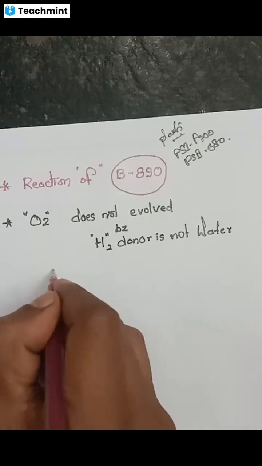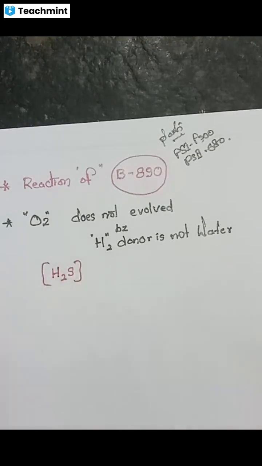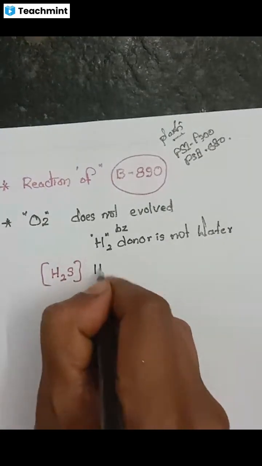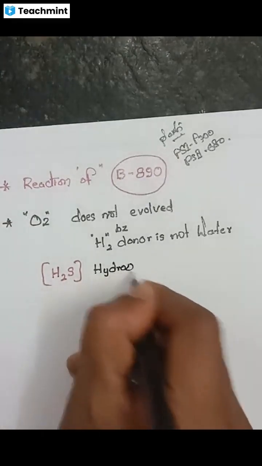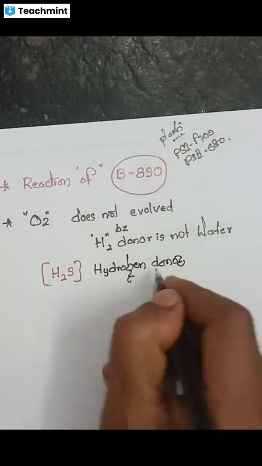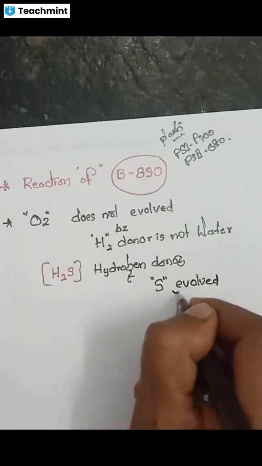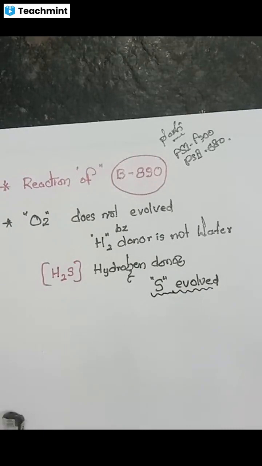So what is the hydrogen donor? In bacteria, hydrogen sulfide is the hydrogen donor. So sulfur is evolved in bacterial photosynthesis, because in bacteria the hydrogen donor is not water but hydrogen sulfide. So sulfur is evolved.